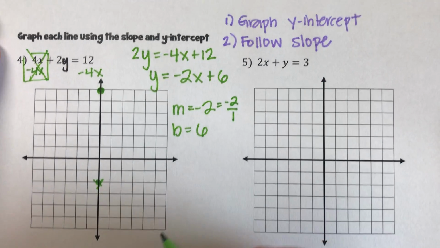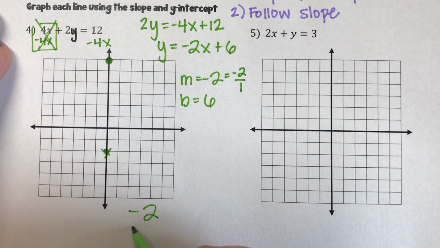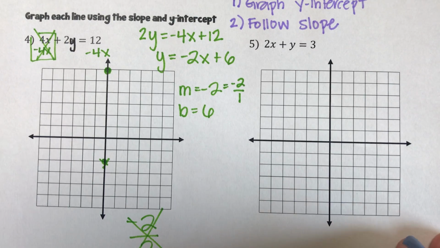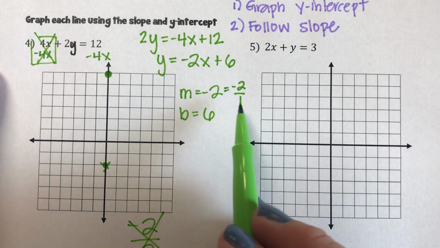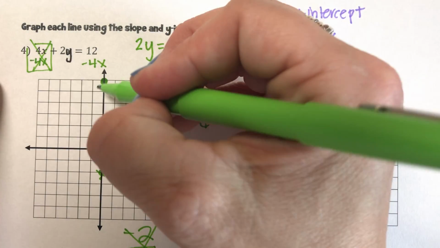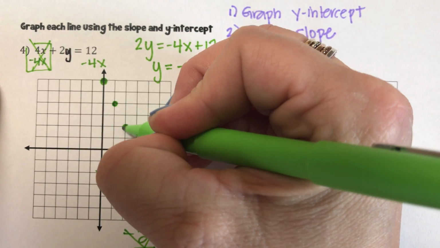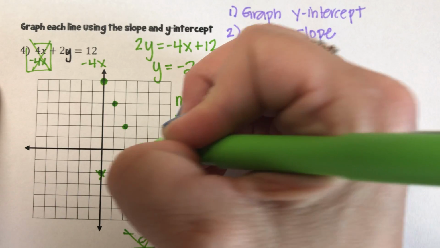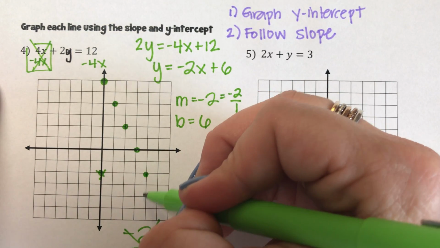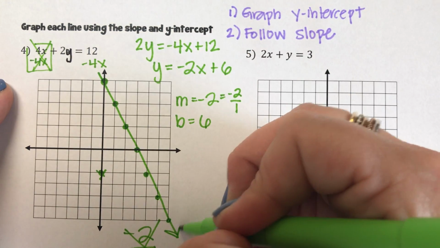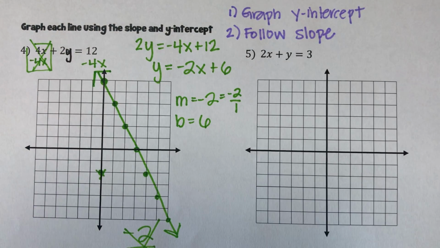So that means -2/1. Some of y'all want to say when it's like -2, oh, that's over -2. No, if you're going to take a whole number and write it as a fraction, you put it over 1. So the slope is going to go down 2 over 1, down 2 over 1, and we're going to keep going to cover our whole graph. And then we're going to connect our lines.